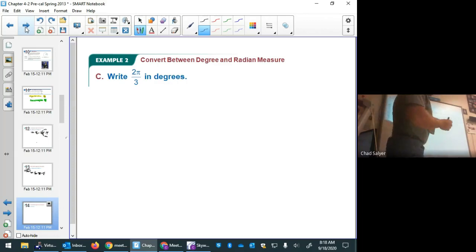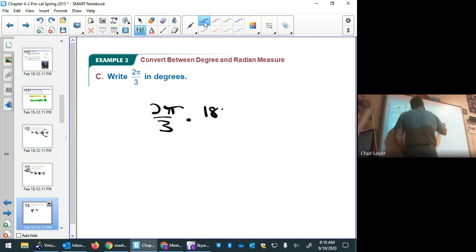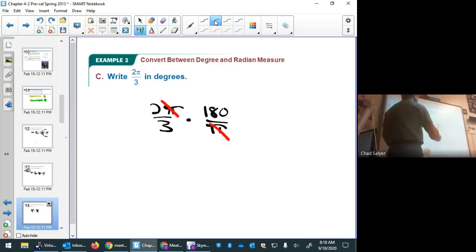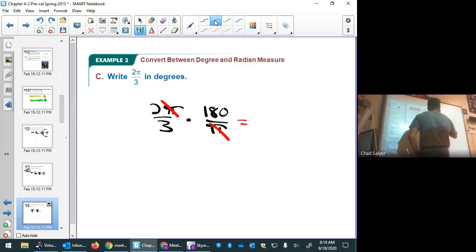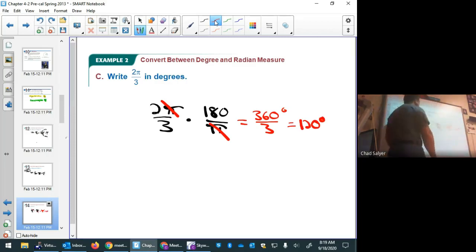So what about 2 pi over 3 as a degree, right? 2 pi over 3. We're going to multiply that by 180 over pi, because we're going from radian to degree this time. Conveniently, the pi's will almost always cancel. And so 2 times 180 is 360 over 3 degrees, which is 120 degrees.